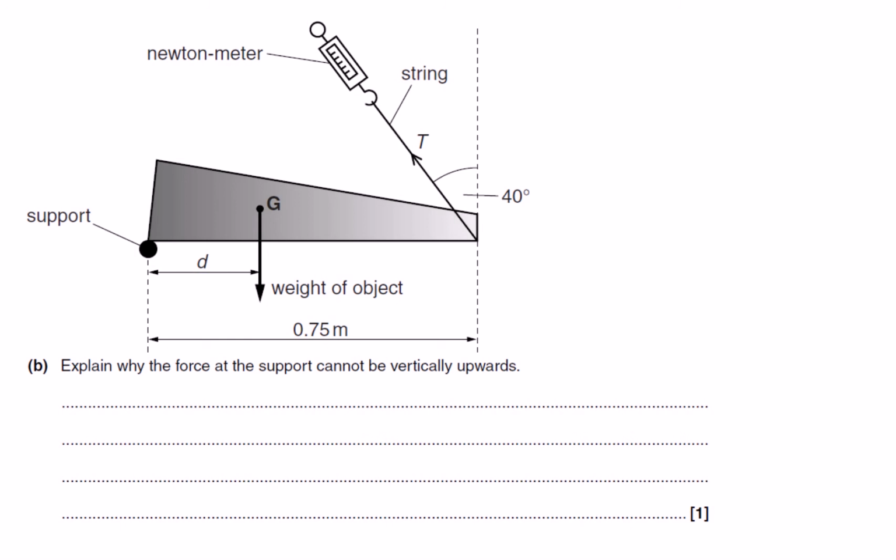And now finally on to part B, just a single mark. We've got to explain why the force at the support cannot be vertically upwards. So here's the support. Why can it not be vertically upwards? Well, it does tell us early in the question the whole thing is in equilibrium, which means not only must the sum of the moments equal 0, but the sum of the forces must also equal 0.